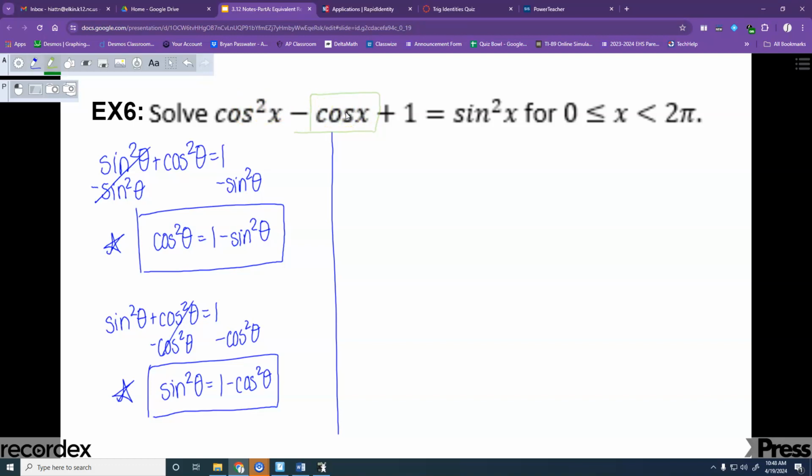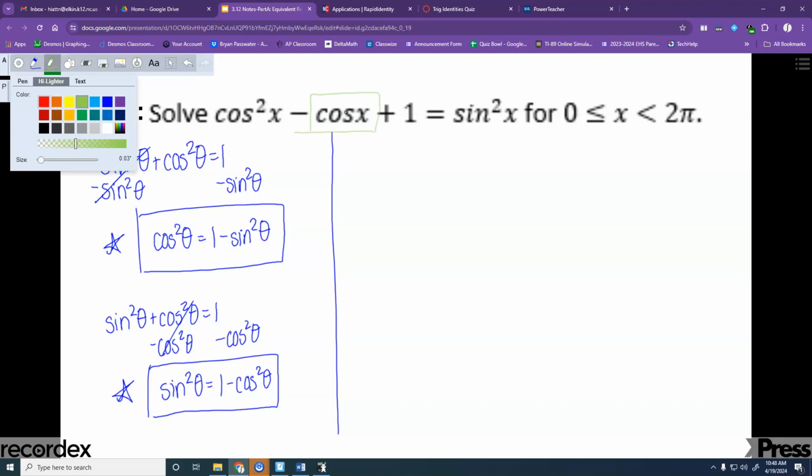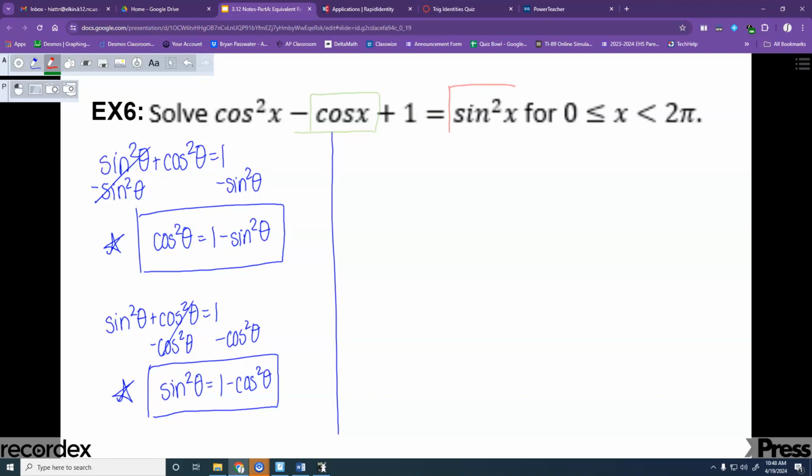But if I take the sine squared x, and I'm told right down here that sine squared x is the same as 1 minus cosine squared x, if I take this up here and plug it in, then I will have cosine squared x minus cosine x plus 1 equals 1 minus cosine squared x.